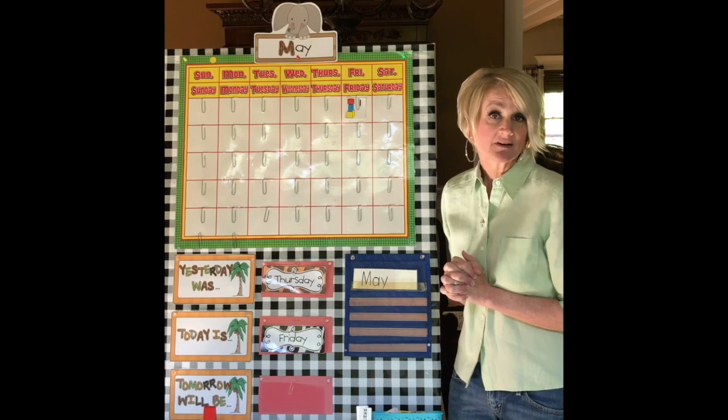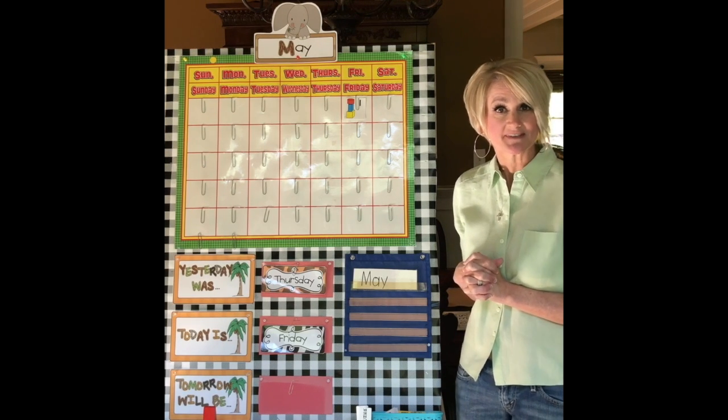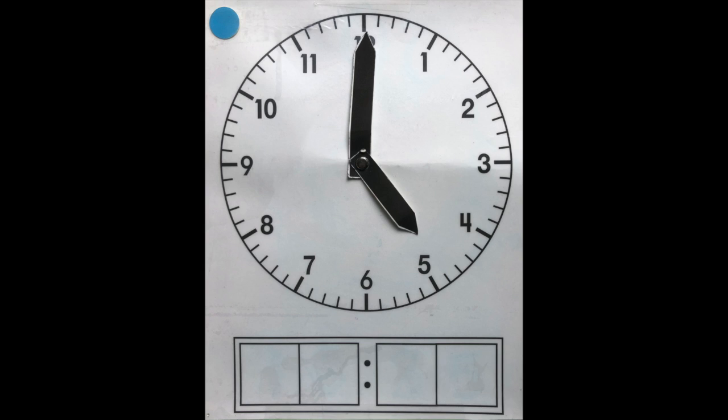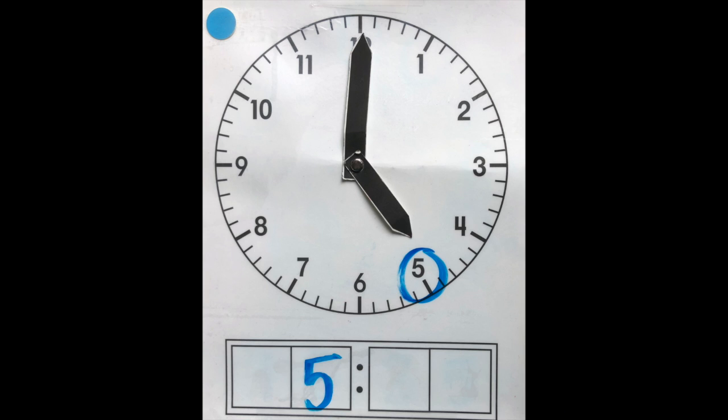Well, let's move on and talk about our time for today. Hey, look over at your time. Remember, look at the hour hand first. What is the hour hand pointing to? Yes, it's pointing to the 5. So I will circle the 5 and I will write the number 5 to show that it's in the 5 o'clock hour.